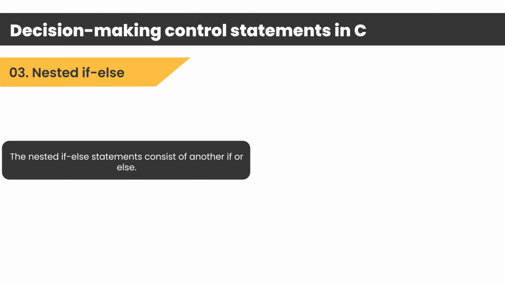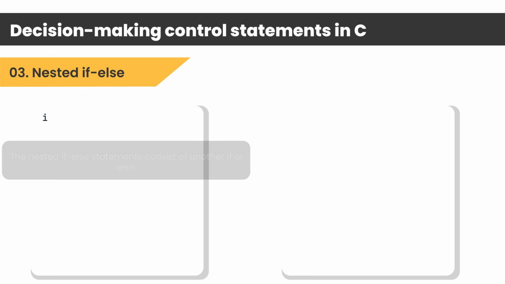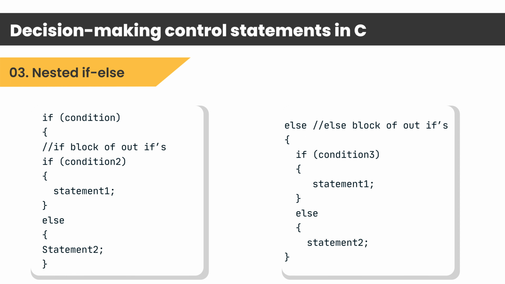Next, we have the nested if-else statement. The nested if-else statements consist of another if or else. Let us understand nested if-else statements with the help of syntax. This consists of another if-else statement inside the outer if block and another if-else inside the outer else block. Let's understand by an example.